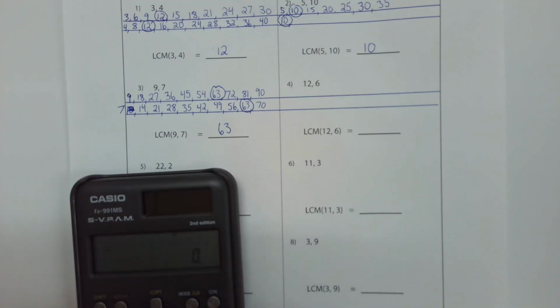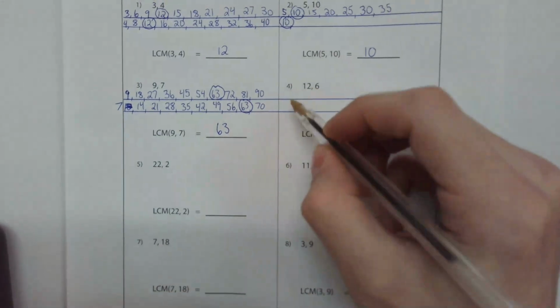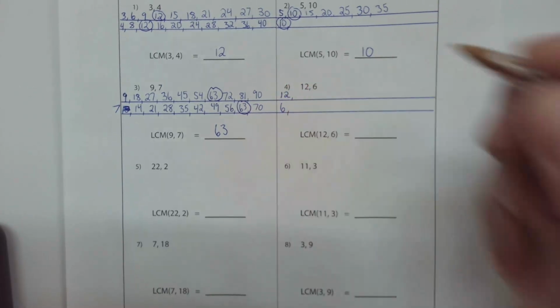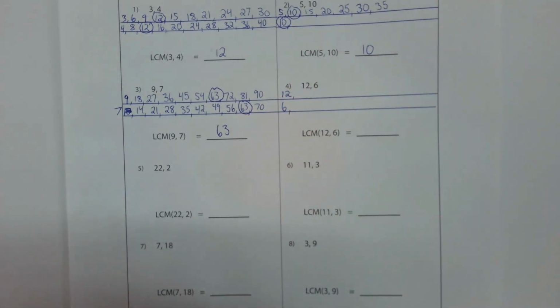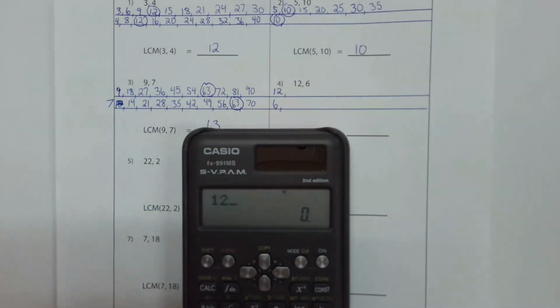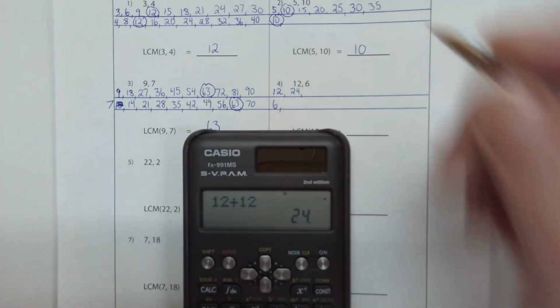And that will be your least common multiple. All right, let's give number 4 a try. Let's put our numbers onto their lines. Top row is 12 plus 12, 24.